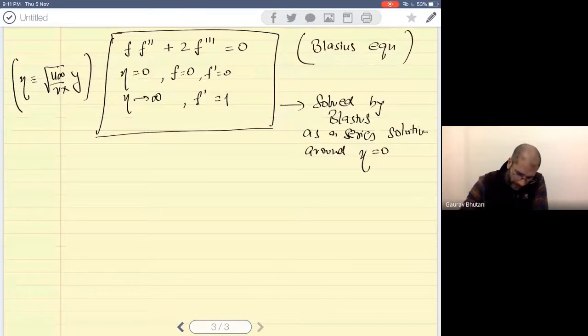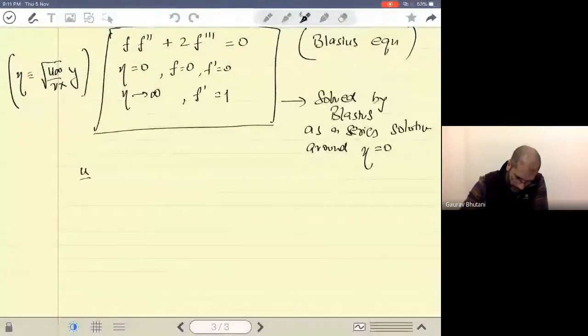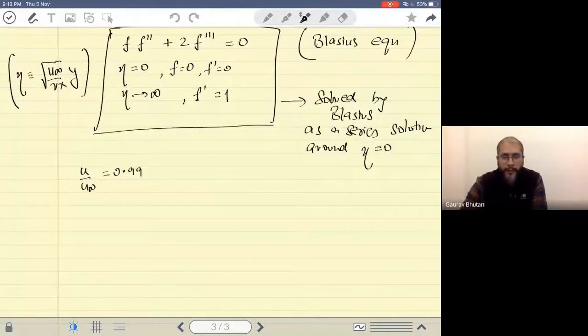So remember that we define the boundary layer in such a way so that u upon u infinity is 0.99. So when the value of u reaches 0.99, or 99% of u infinity, that is where we call the boundary layer thickness. Beyond that, we have the free stream.